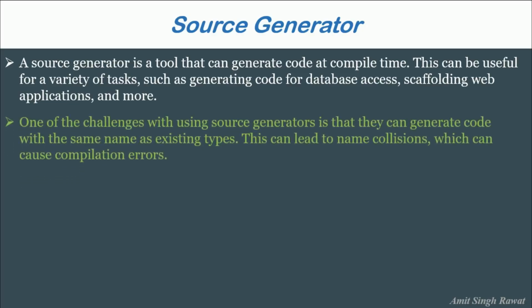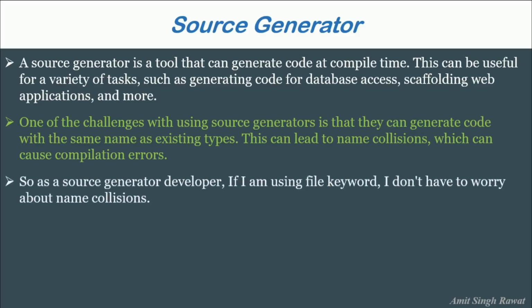One of the challenges with using a source generator is that it can generate code with the same name as an existing type. This can lead to name collisions which can cause a compile time error. So as a source generator developer, if I'm using the file keyword, I don't have to worry about name collisions. Let's not go deep into source generator stuff. Let's elaborate on this definition and explain it practically.